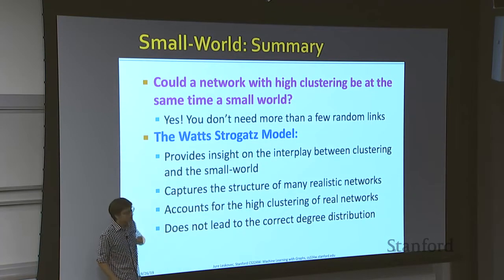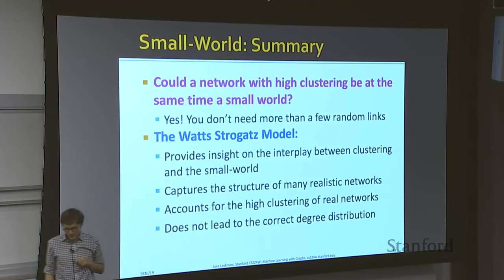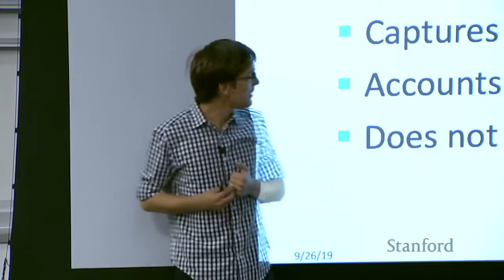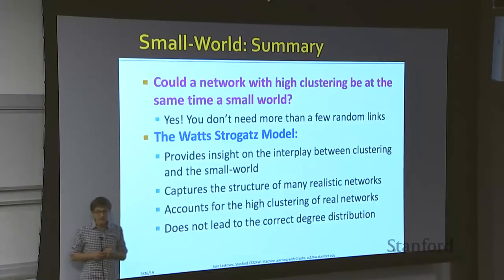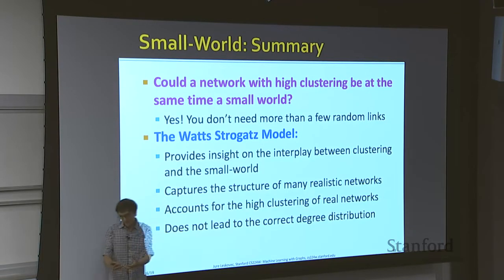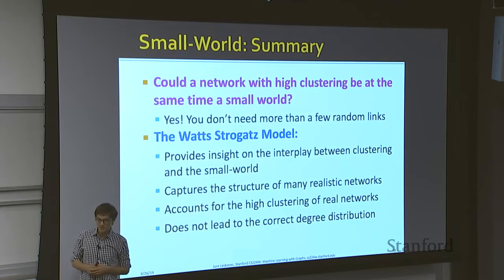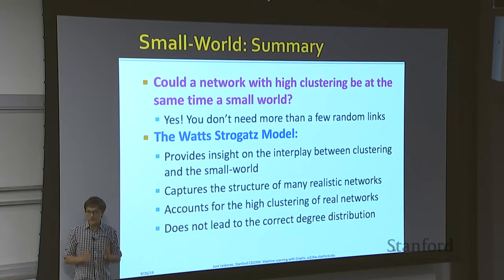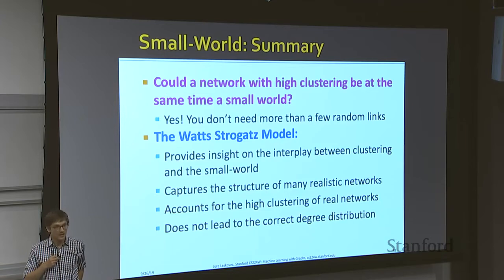So this small world model was developed by two mathematicians from Cornell, Duncan Watts and Steve Strogatz. They basically provided the insight on the interplay between the clustering and this small world low diameter property, and it captures the structure of many realistic networks and accounts for high clustering in real networks. But for example, what it doesn't solve yet is the degree distribution. It doesn't say anything about the degree distribution. So that still remains unsolved. So with this, I will finish, and now Michele will tell you about how to build real graphs in a bit different way. Okay?